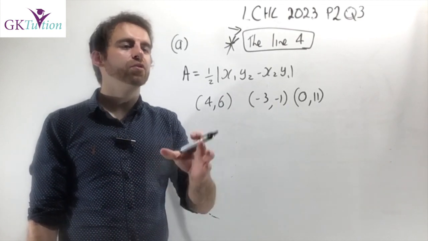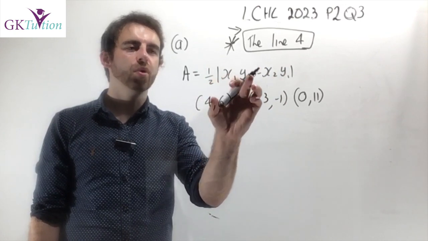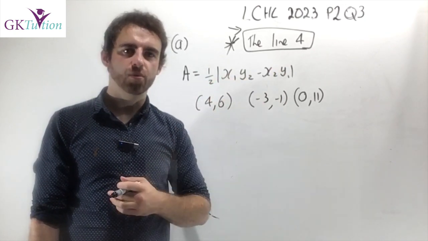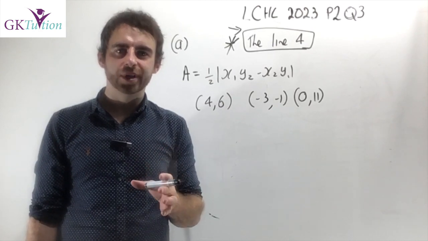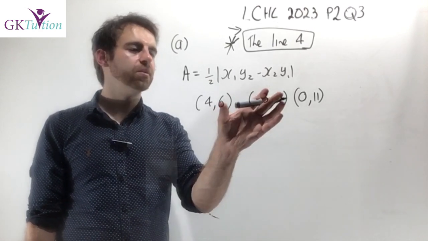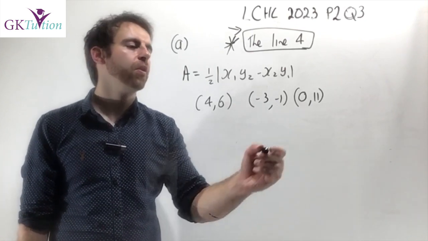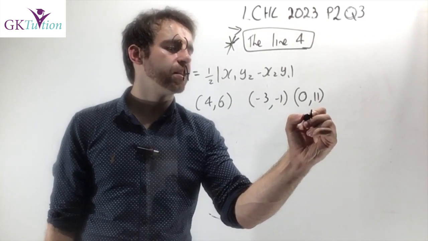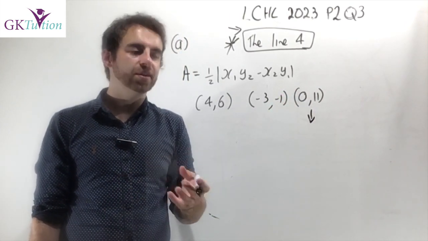So to get the area of a triangle, we're going to use the formula 1/2 times the absolute value of x1, y2 minus x2, y1. The only caveat to using this formula is that one of your points has to be the origin. So we need to move one of these points to 0, 0. It doesn't matter which one you move, but the one that I decided to move in this case was the point 0, 11 to 0, 0.